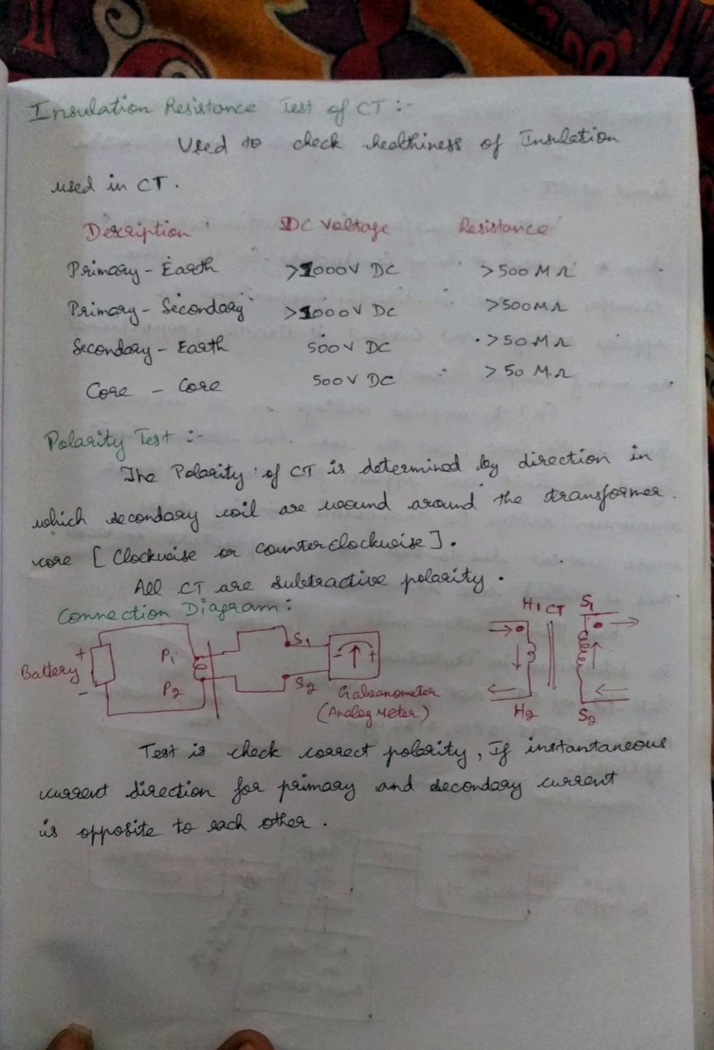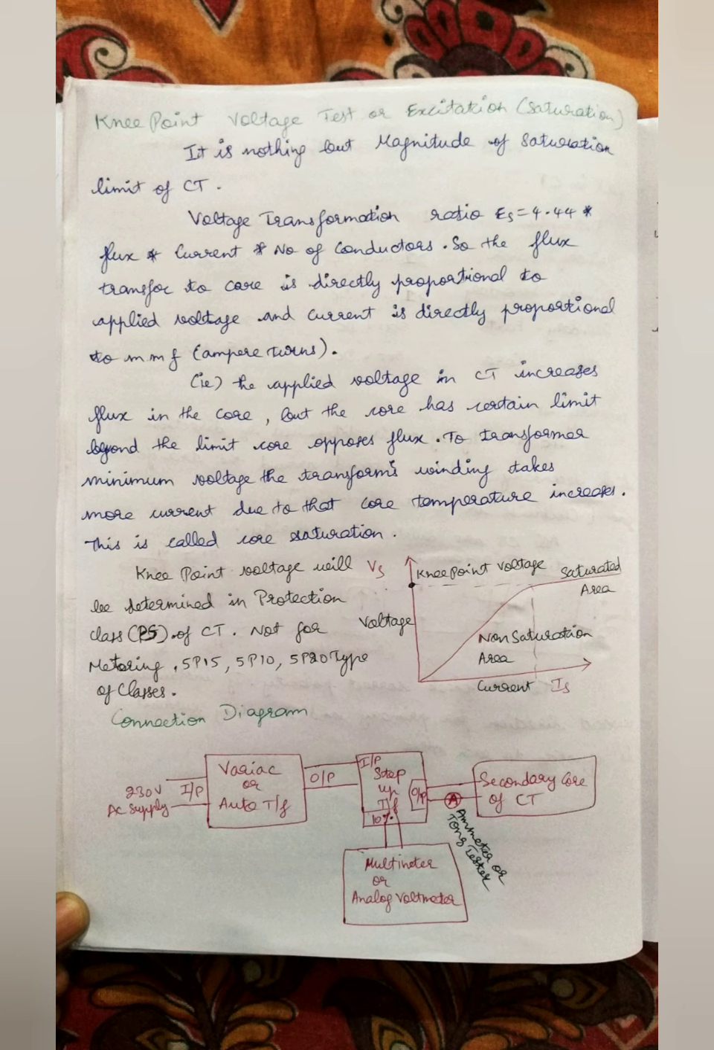Next is the knee point voltage test, or excitation saturation test. It determines the saturation limit of your CT. Normally the voltage transformation ratio is E = 4.44 × flux × frequency × number of conductors used. In this case, the flux in the core is directly proportional to the voltage applied, and current is directly proportional to the MMF, the magnetomotive force.